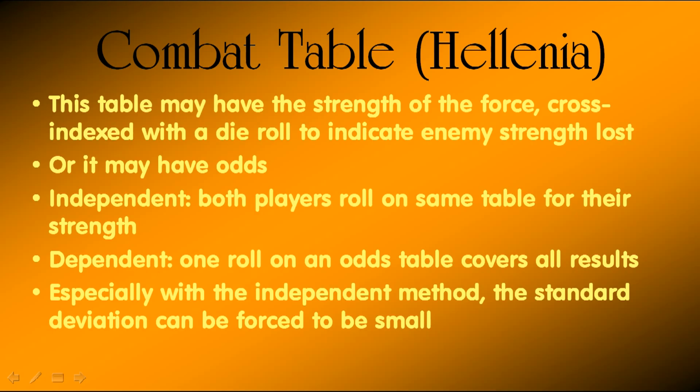Now, the table can have the strength of the force, cross-indexed with a die roll to indicate the enemy strength that is eliminated. Or it can have odds, like the old Avalon Hill tables. In the first case, it's usually independent. Both players roll on the same table for their strength. In the second case, with odds, it's usually dependent. There's one roll on an odds table, and that covers all the results.